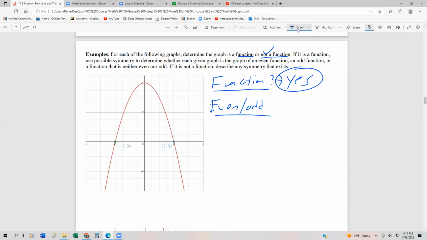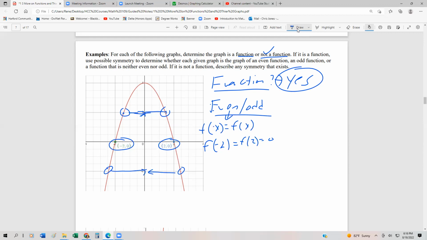Remember, even functions mean that whenever we have f at negative x, that equals f at x. So let's take a look at these points right here. It looks like it could be even because f at -2 is equal to f at 2, which is equal to 0. Notice that these 2 points are equidistant, and if I pick any point, like down here, these points are equidistant. So it looks like it's symmetric about the y-axis, which means it's an even function.